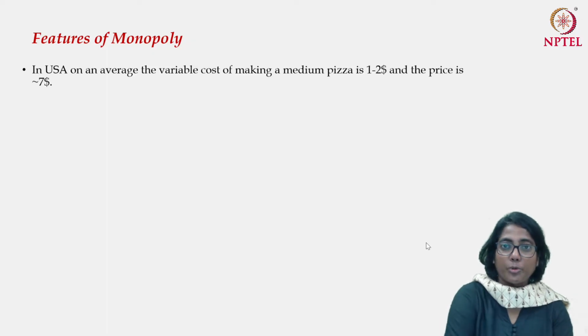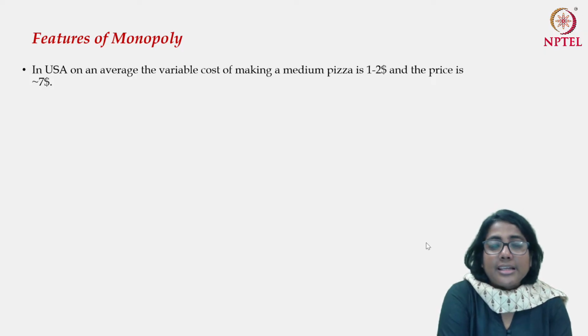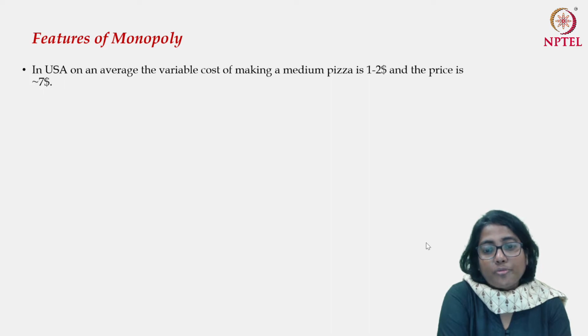What are the features of monopoly? Let us start with a couple of examples. Let us think about the pizza. In the US, on average, the variable cost of making one medium-sized pizza is $1 to $2, and the price of the pizza is $7. When I say the variable cost of producing one medium pizza, you can also think about it as the marginal cost of producing one pizza, right?